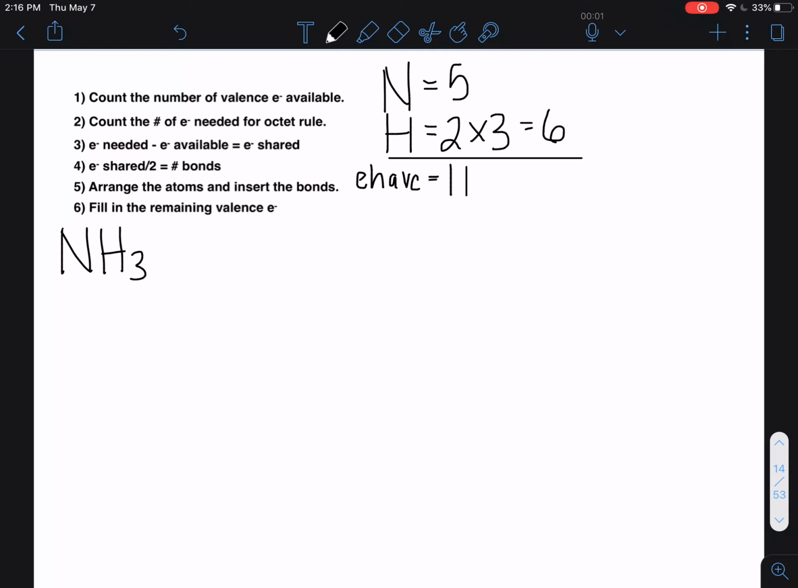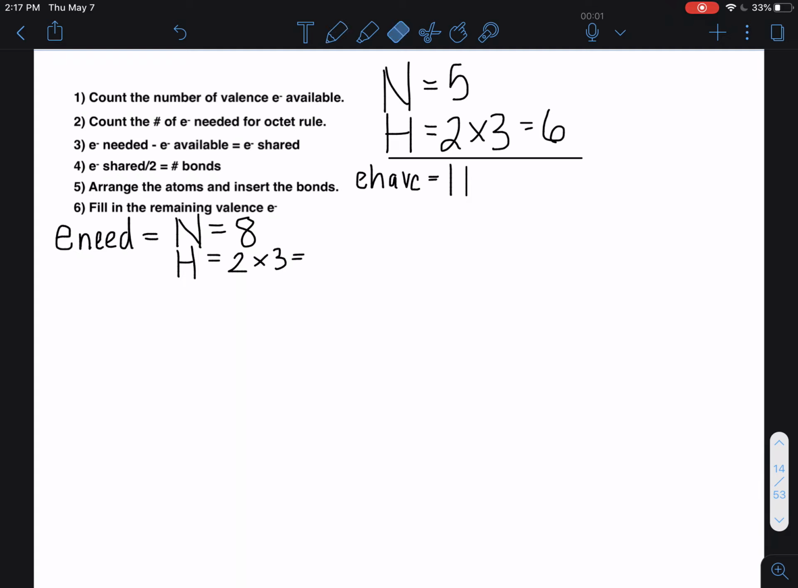Equals 11. Now what we're going to figure out is what our E needed, or E need if you want. All right, E need is going to be, for nitrogen, we need 8, and for hydrogen, we need 2, and there are 3 of them.